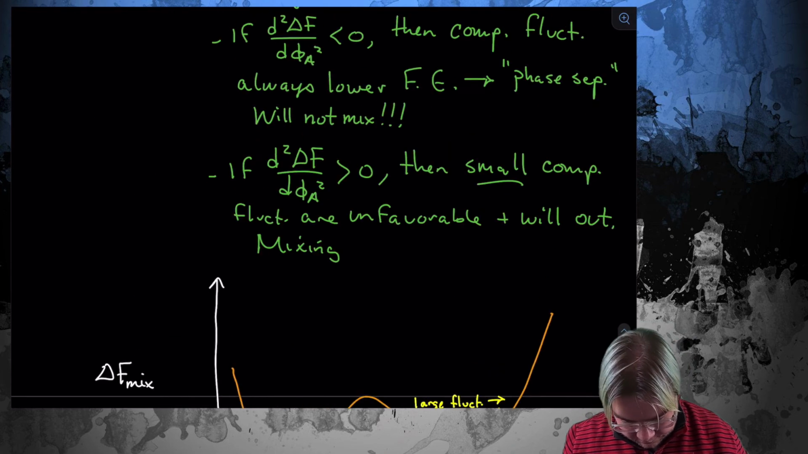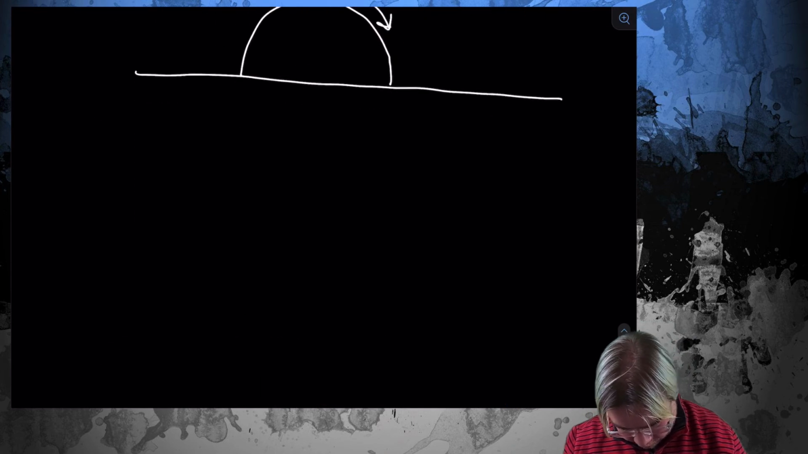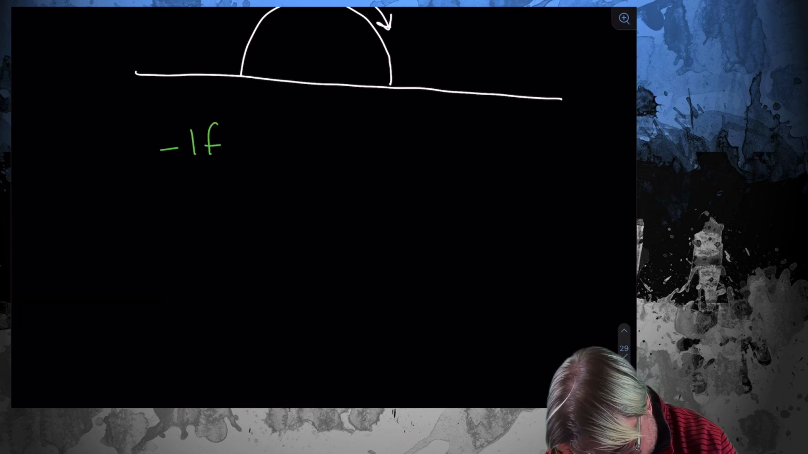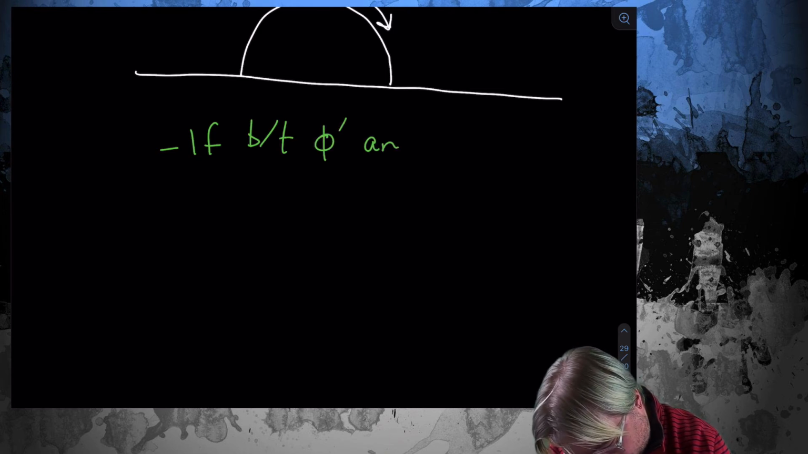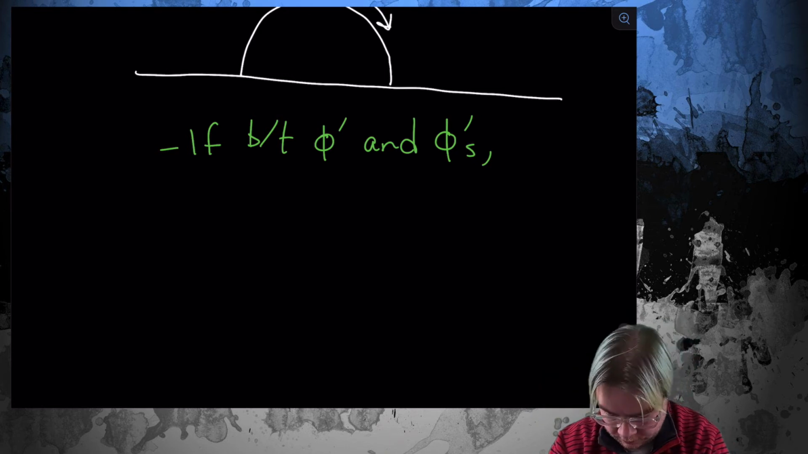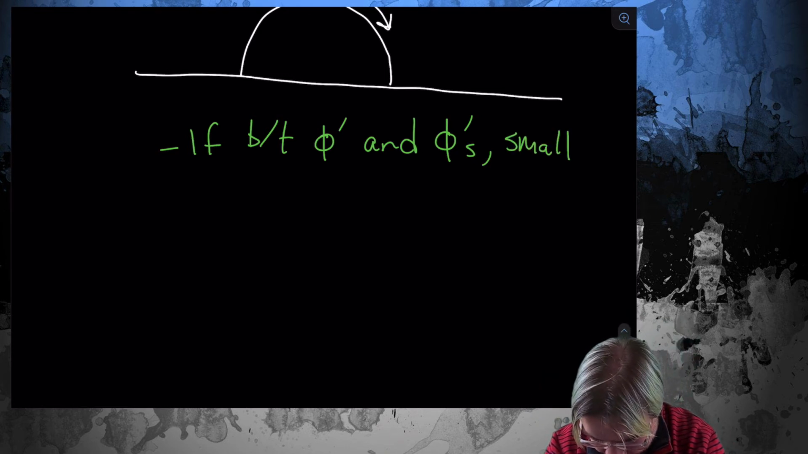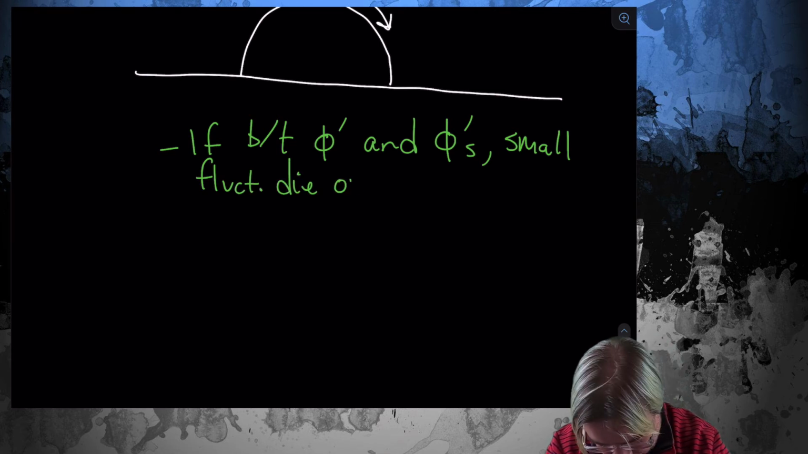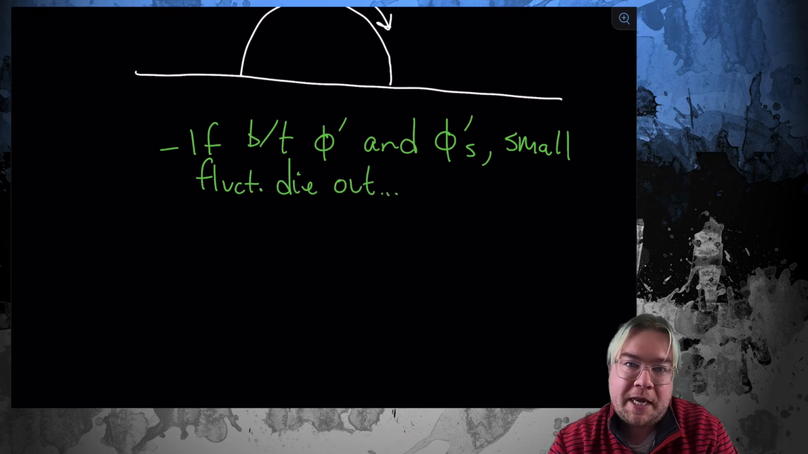So to summarize, I won't put it up there. I'll put the next point down here. If you're between phi prime and phi prime spinodal, small fluctuations die out, and your system will stay mixed.